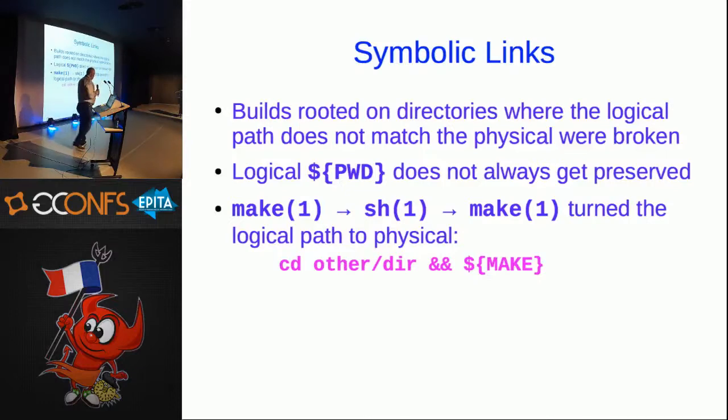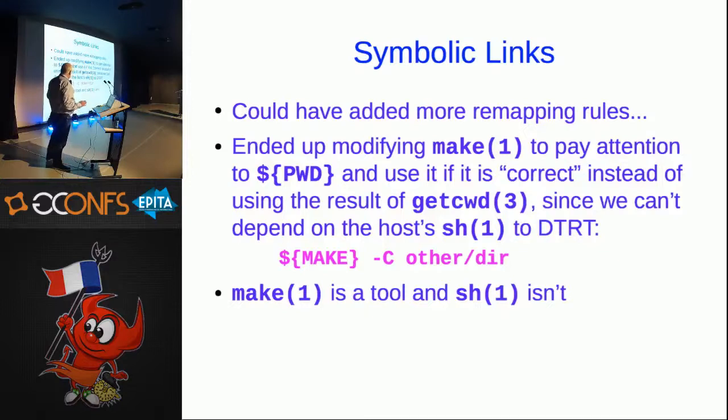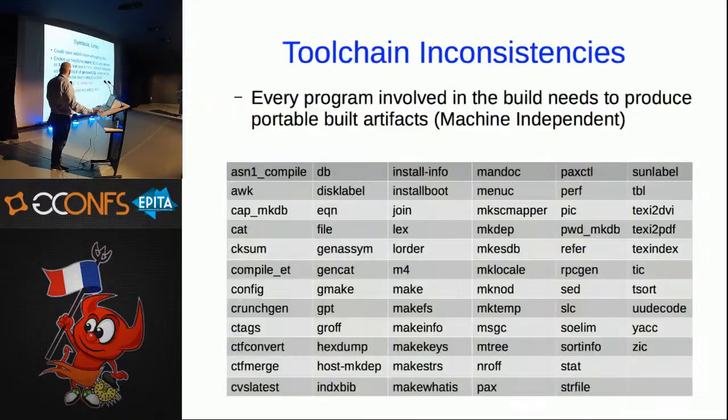So the solution there is to basically make make obey the working directory, and then instead of using the shell to change directory and then invoke make, use make directly to tell it to change to the path. That feature already existed, so you know you can do that. And we did that because make is already a tool, but the shell is not. So basically we're using the operating system shell, so we can't depend on it. But we build our own make, so you know we can depend on it to do the right thing.